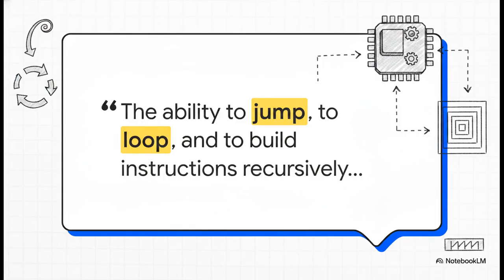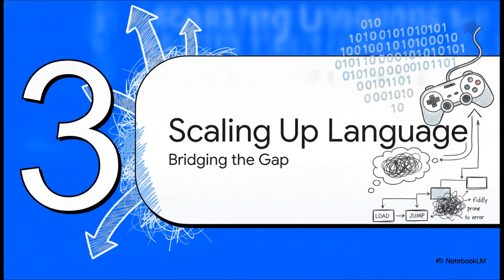And this brings us to a massive takeaway from our source material. The ability to jump, to loop, and to build instructions recursively is one of the foundations of computer science. Without that jump command, a computer just runs down a list and stops, dead in its tracks. But with the ability to loop back and use the new numbers it just calculated, like turning our 1 into a 2 and then into a 3, this simple repeating loop turns a static machine into a recursive counting engine. It's just going to keep ticking, fetching, decoding, and executing until the number gets so huge the memory address can't even hold it anymore. Moving on to part 3, scaling up the language.